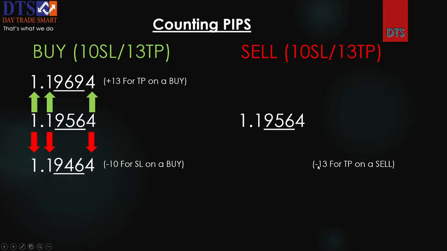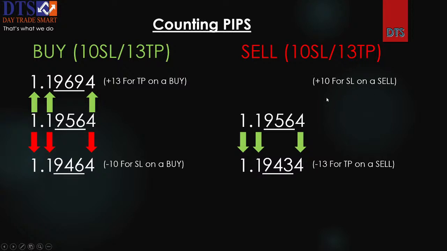So 956, and then we would subtract 13 for our take profit, where before we added 13 for our take profit because that was a buy. 956 minus 13 is 943. And then we just carry down the 1.1 and carry down the 4, and we have 1.19434. And then we want to add 10 pips for our stop loss. So 956 plus 10 is 966. We don't want it to go there. We don't want it to go up. So when we're putting in that whole number, it's 1.1966 and then carry the 4. So 1.19664 would be our stop loss.